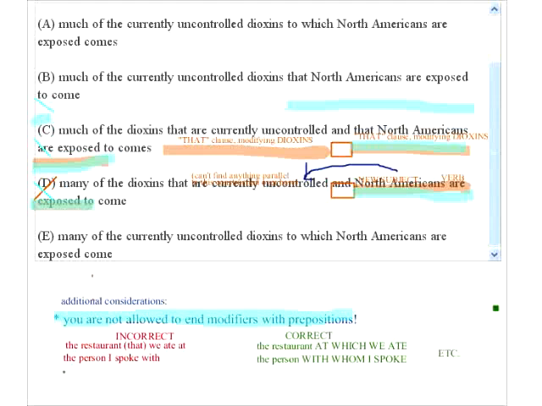All right, and then A and E, this is also a tangent, so I don't want to spend too much time on it. But to distinguish between A and E, you go to this one, much versus many. Dioxins are countable: 1 dioxin, 2 dioxins, 3 dioxins, 10,000 dioxins. So you have to use many. Much is for uncountable things. Many is for countable things. So dioxins are countable, so you can't say much. Therefore, that's enough to eliminate A, as well as double eliminating B and C.